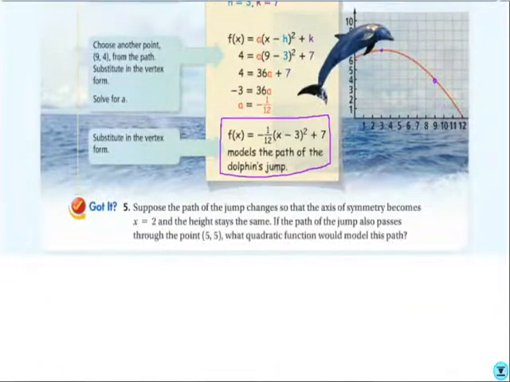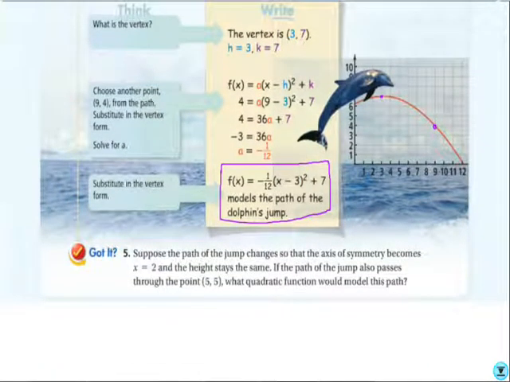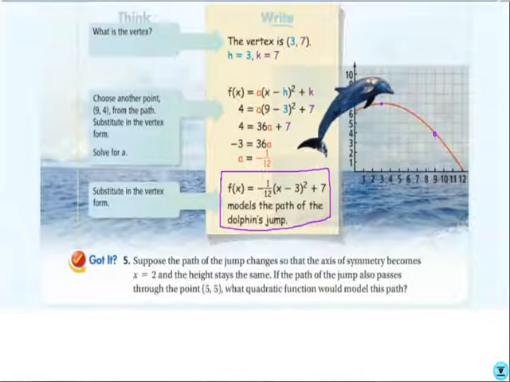So let's take a look here. Suppose the path of the jump changes. So the axis of symmetry becomes x equals 2. The height stays the same. If the path of the jump also passes through the point 5, 5, what quadratic function would model this path? So let's do this one together.